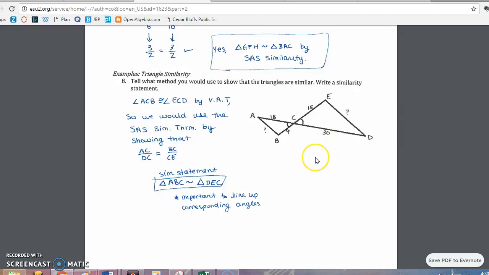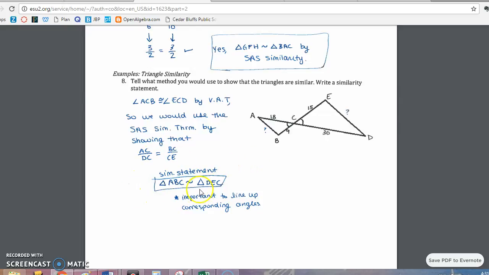or side side side. But it's going to be really difficult to find these missing side lengths. We could write an inequality, but we couldn't get an exact number just with the information we were given. So instead, we set it up with the angles. So we show that those two sides are proportionate. Again, the question doesn't ask us to do that. It just asks us how we would. So we would use side angle side similarity theorem by showing that those including sides are proportionate.